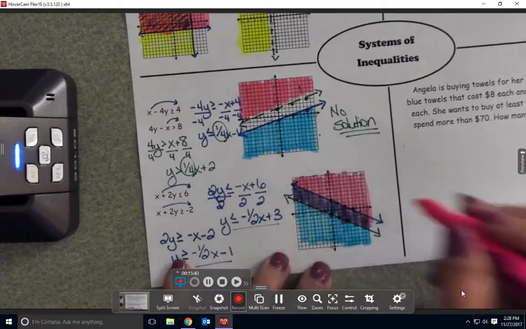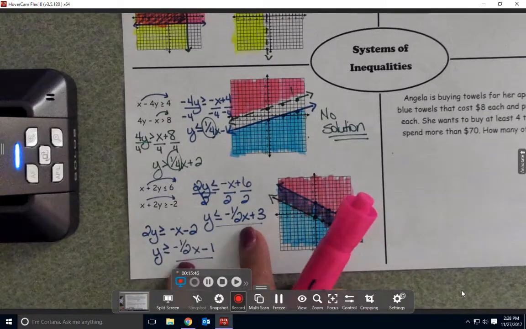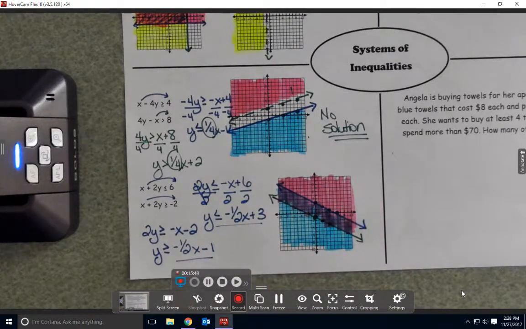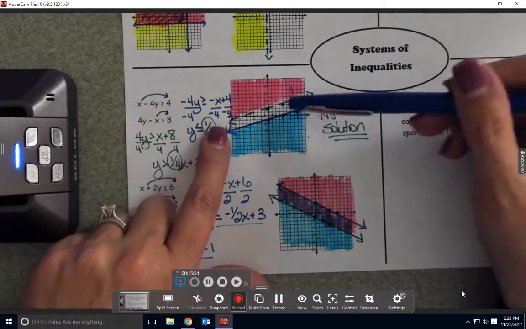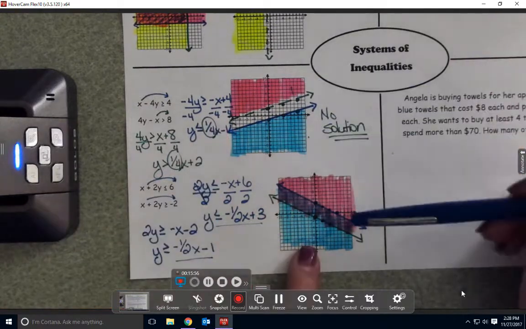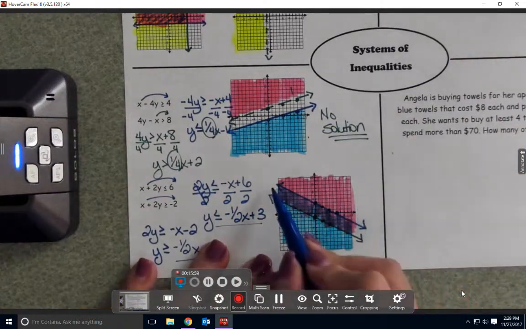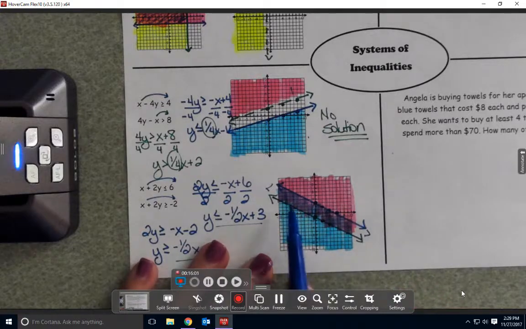Okay, so looking at this, even though they turned out to be parallel lines, just like we talked about in the last one, they're still parallel lines, but like we said, just because they're parallel doesn't mean it's a no solution. This one was a no solution because they didn't overlap anywhere. This one they do overlap, so they do have this common area, so that has a solution set right here in the middle.